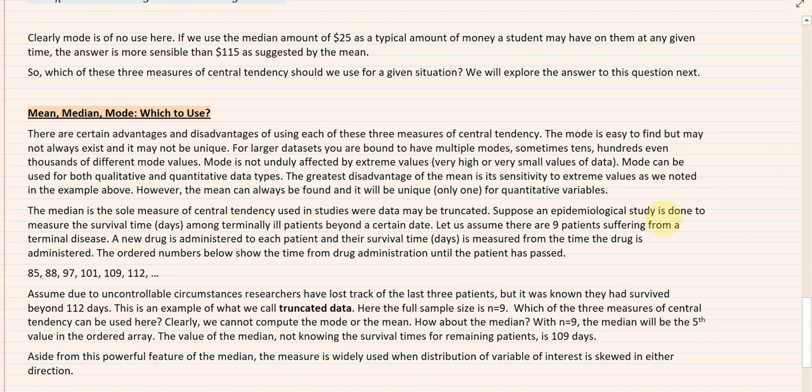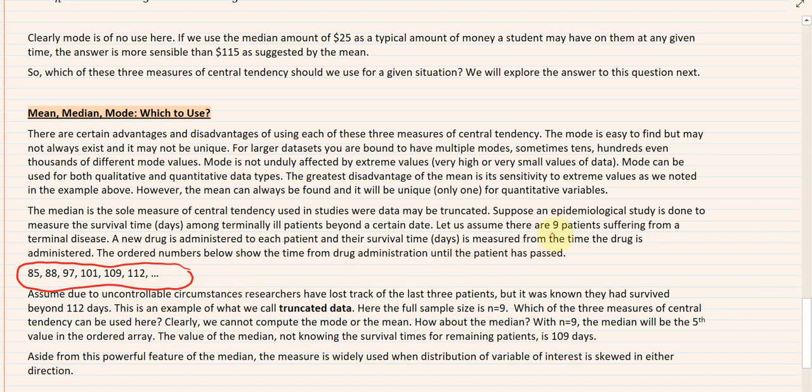One thing interesting about the median is I mentioned truncated data. By truncated data, I mean you don't have all the data values. Look at my example here. These are data points, right? Here these data represent the survival times. This is for terminally ill patients.